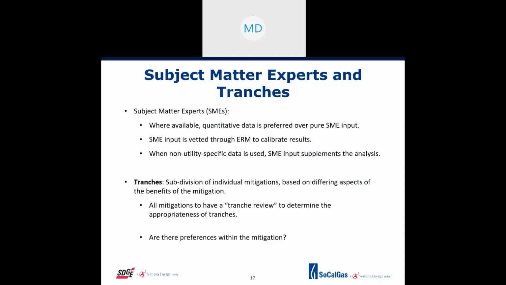And then the other thing that I was wondering about is there was a statement about when non-utility specific data is used. And I wanted to find out if the companies have updated their approach from the 2019 RAMP, because one of the problems in that document was that there were instances where there was extensive utility specific data and it wasn't being used in the risk assessment at all. So I just wanted to make sure that that had been updated.